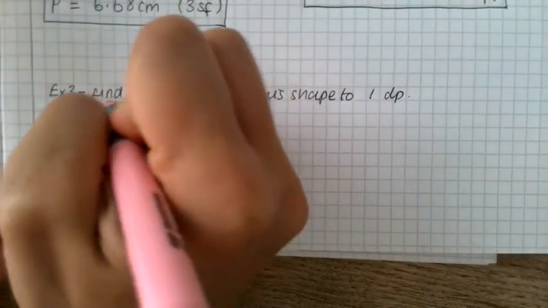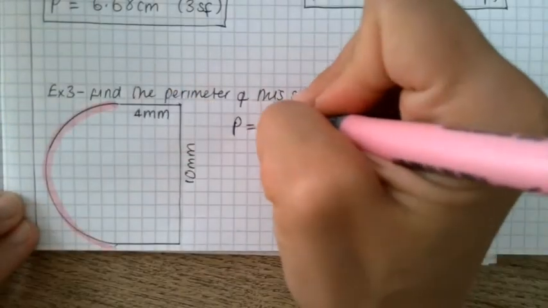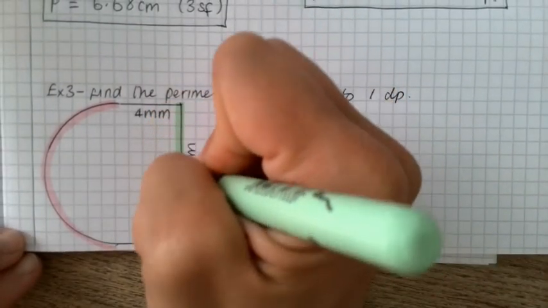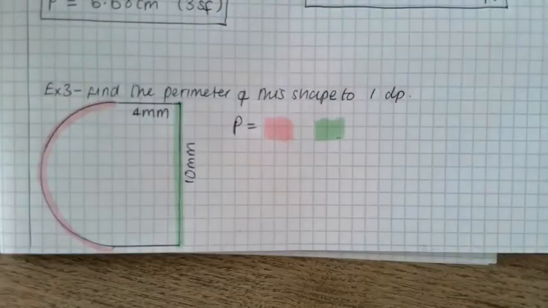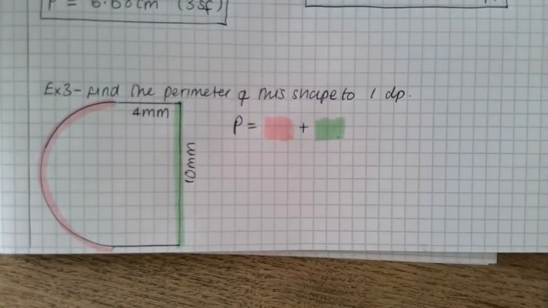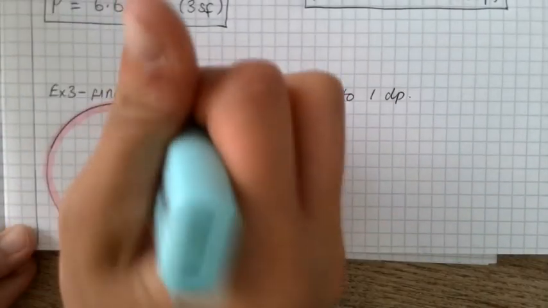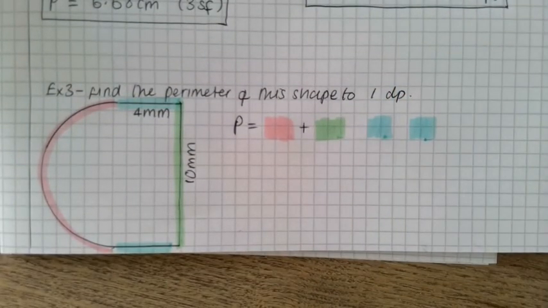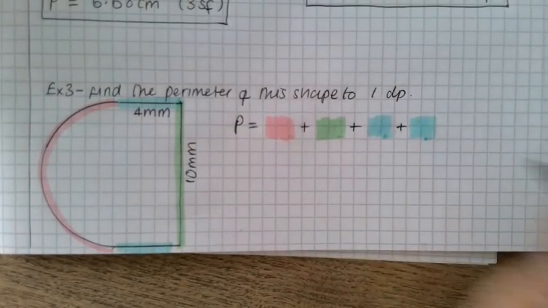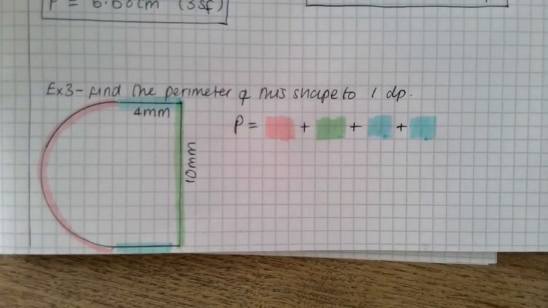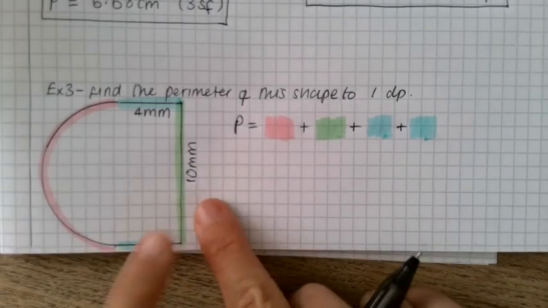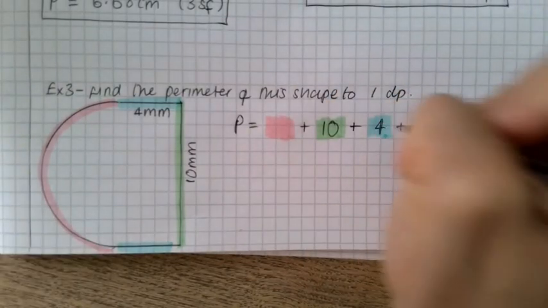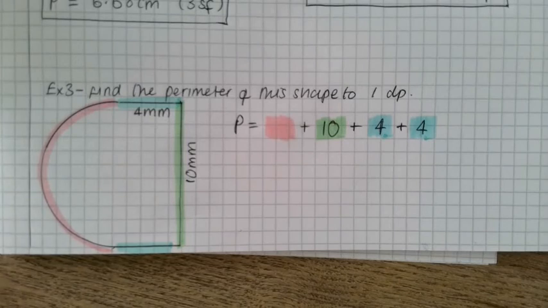So I've got a curved length here, that pink one, that's the same as in the semicircles. And then I've got a straight length here. And then I've got 2 shorter lengths here, which I'll do in blue. So this shape has 4 sides. Now some of these lengths I can just pop straight into this equation. So for example, the green I can already see is 10 millimetres. And the blues I can already see are 4. It's the pink that's going to require a bit of an extra calculation.